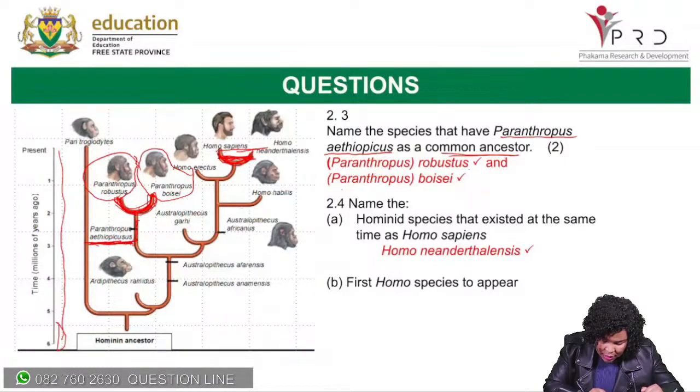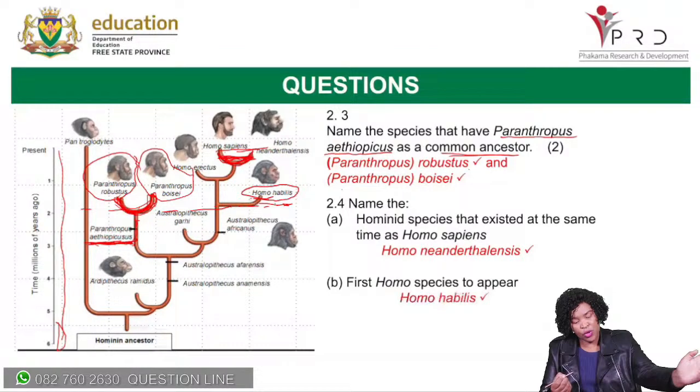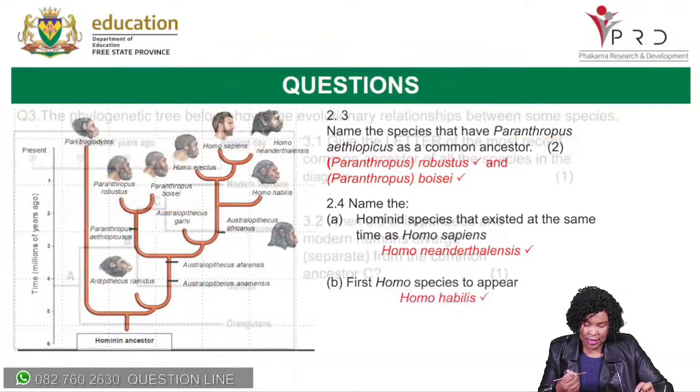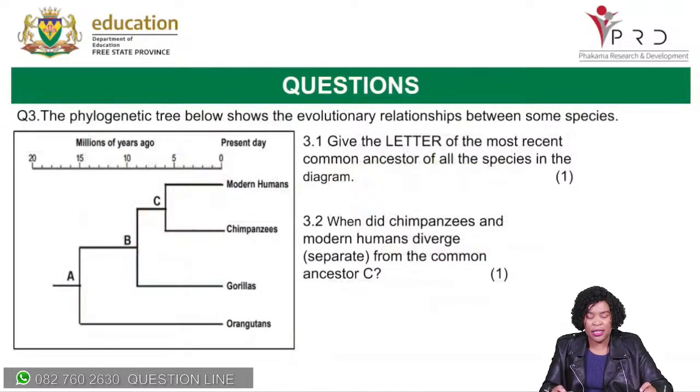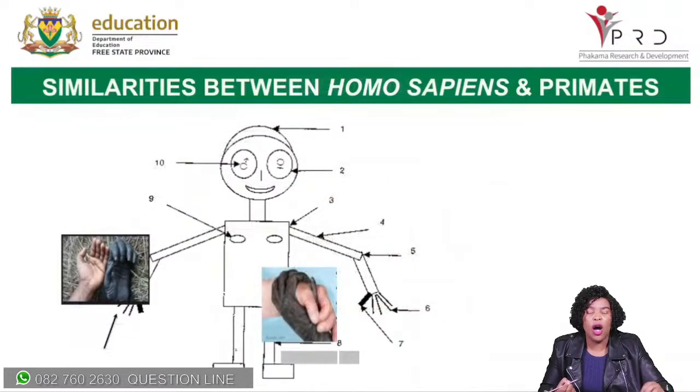So that will be your what? Your first Homo. Look here. Where did the first Homo start? This one. This is the first Homo. So that will be your Homo habilis. So that is how you interpret your phylogenetic tree. This is another question of a phylogenetic tree that you can tackle as homework. On your worksheet, you do have this. Right, those are the answers. But please, it's not about the answers. It's about how you get to the answer.